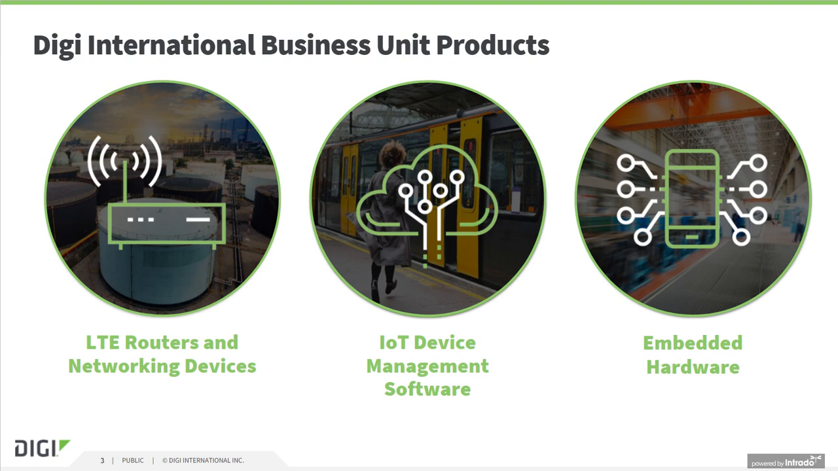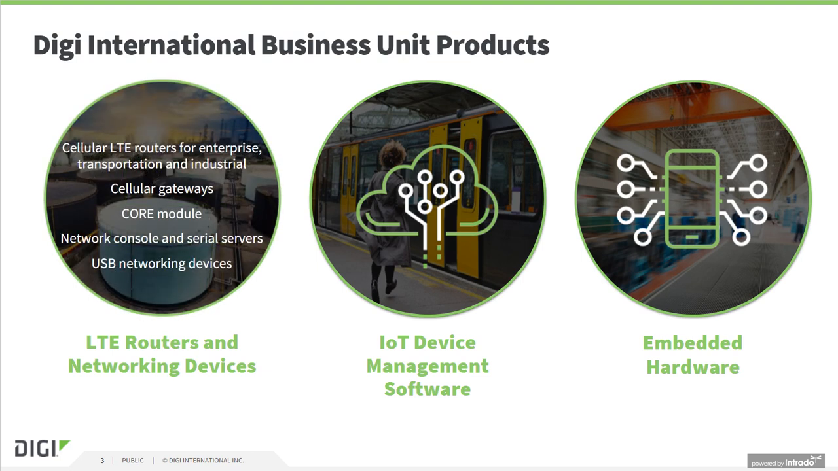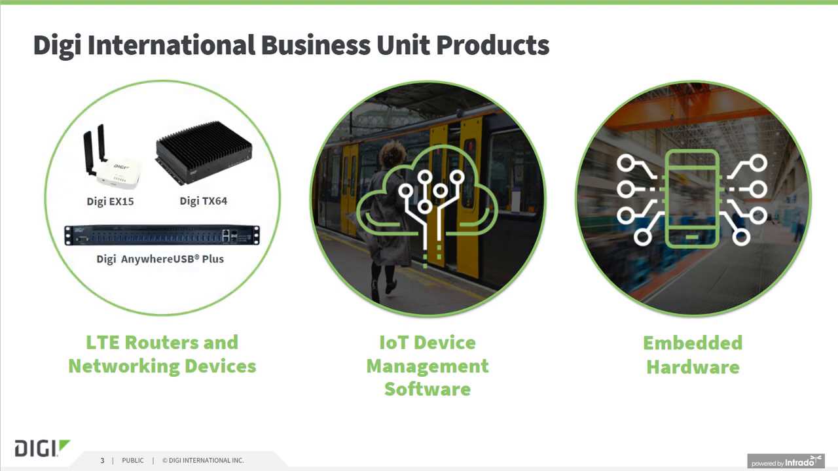Digi International is a 35-year-old company based out of Minneapolis, specializing in products and services for customers seeking solutions for IoT applications. We are organized into a number of business units, each offering a range of products. The cellular routers and infrastructure management business unit offers off-the-shelf devices for enterprise LTE and infrastructure connectivity.